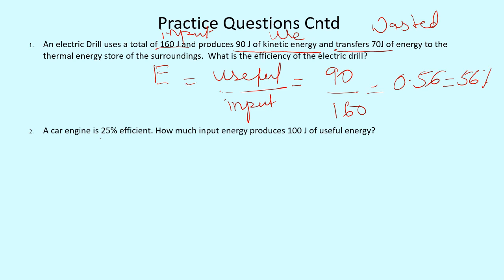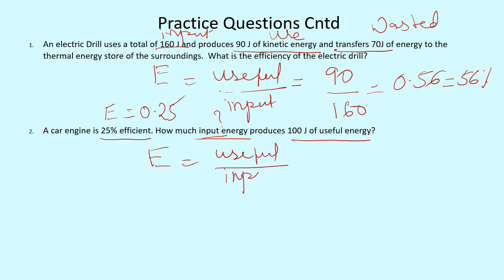Then the next one. It is already telling us that the efficiency is 25%, which means if I want to put it in the equation, efficiency is 0.25. How much input energy is, so what I have to find, produces 100 joules of useful energy. So if I go back to the equation, efficiency is useful energy over input energy. What do I want to find here? Input. So I have to rearrange the equation. You have to be careful with the rearrangement.